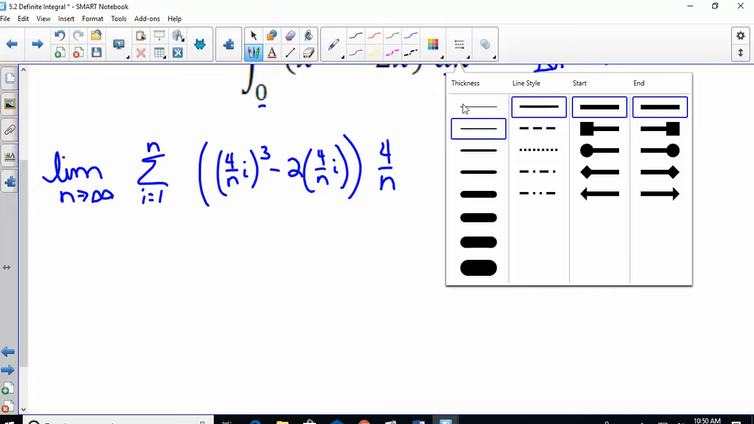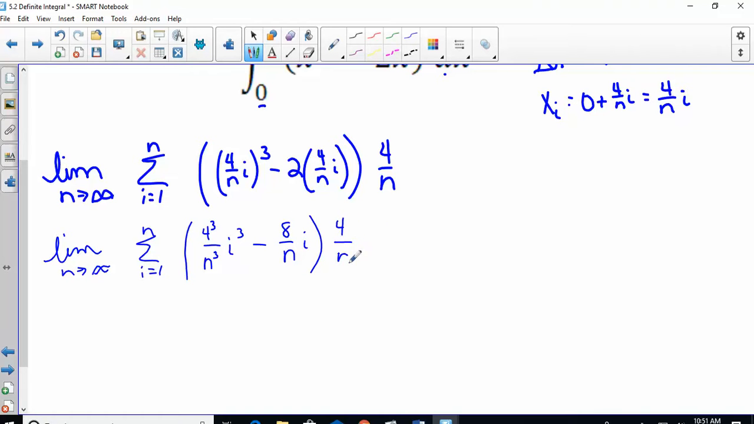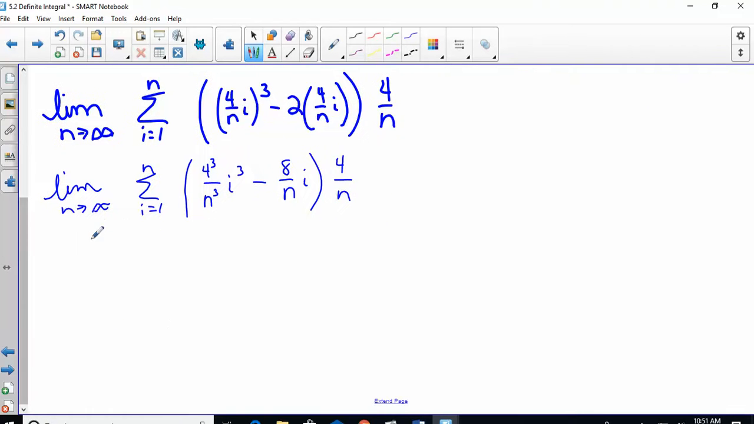Okay, simplifying this mess. So I've got limit as n approaches infinity, sum from i equals 1 to n. Okay, this would give me 4 to the third over n to the third, i to the third, minus 8 over n i. This is all still times 4 over n.